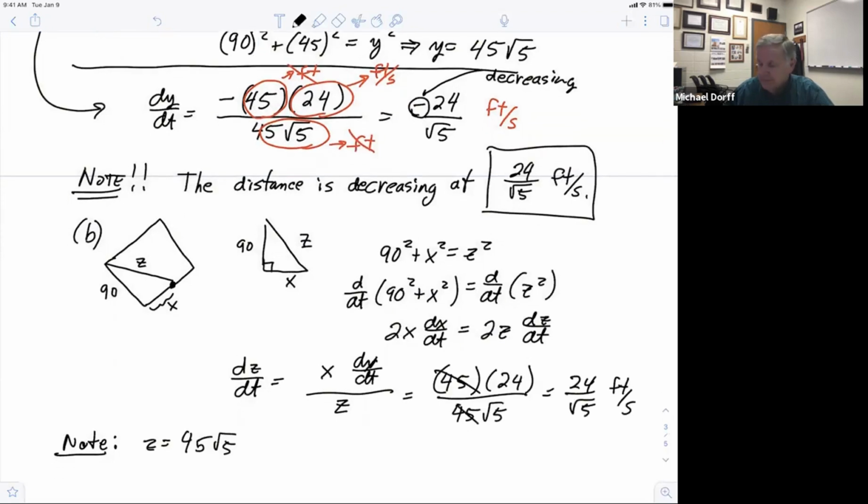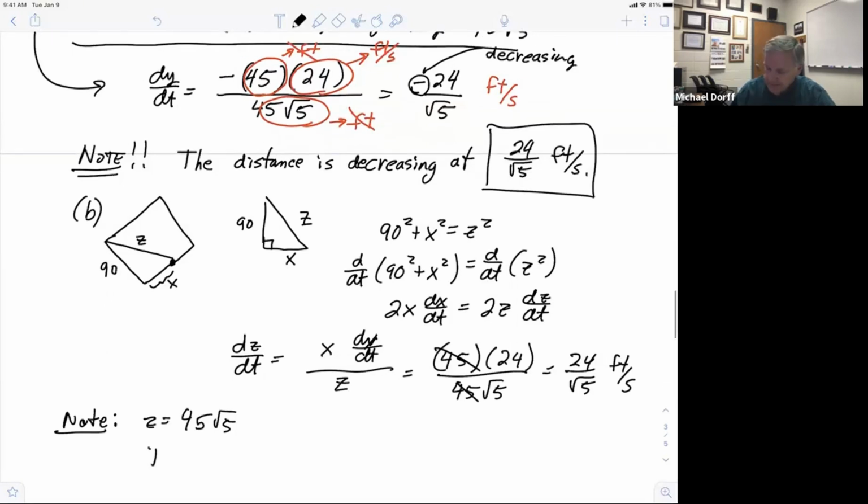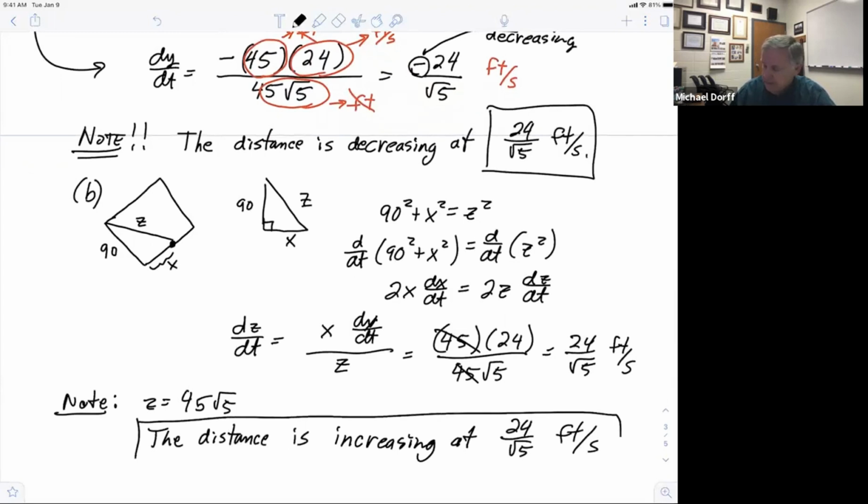Now, the problem asked how fast it is increasing, because that distance is increasing. And I have a positive value for dz/dt. So the distance is increasing at 24 over square root of 5 feet per second. So I don't need to worry about any negatives in this one because it's an increasing distance, unlike the previous part where it was decreasing and we had a negative. Hope that helps.